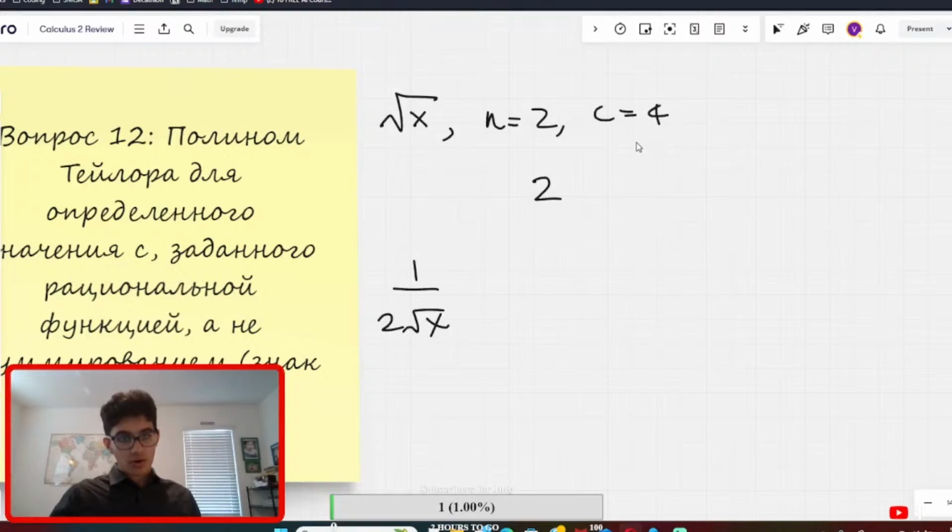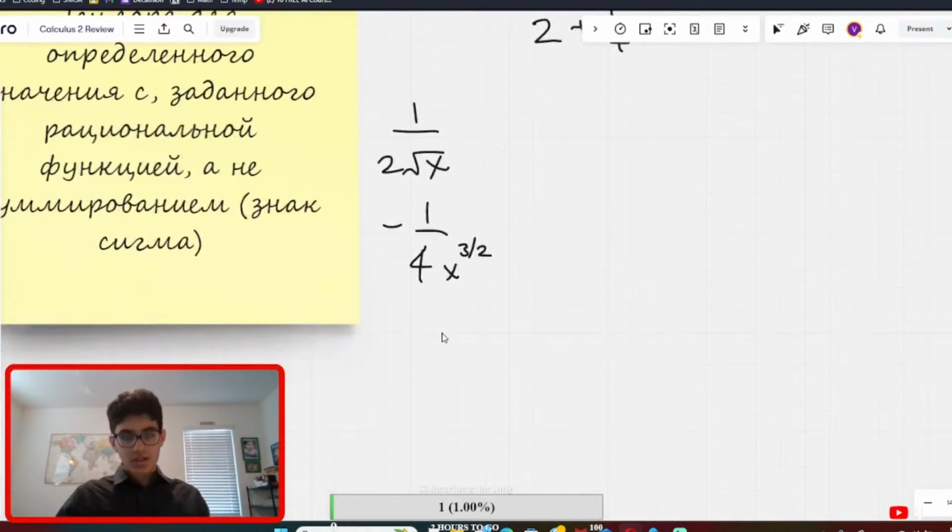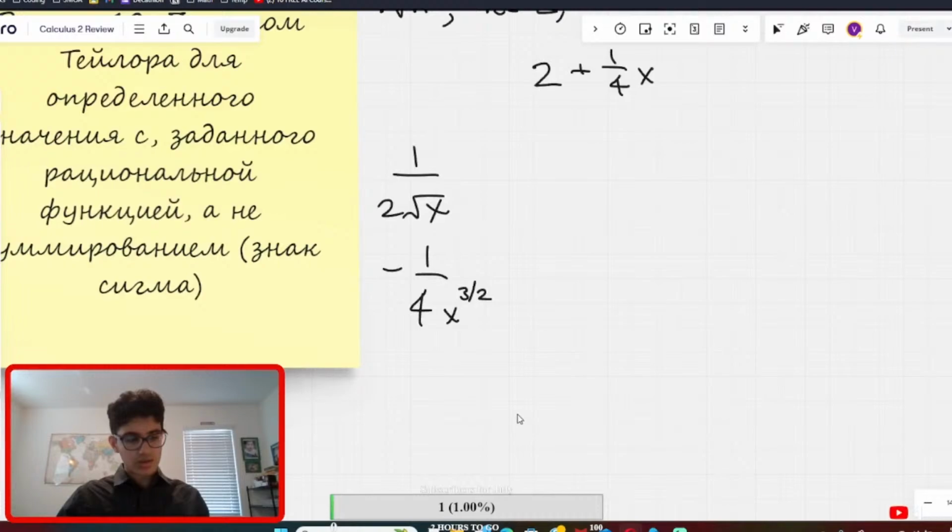When you plug in c over here, you get 1/4, right? So you get plus 1/4 x. Then the next derivative, since it's negative 1/2 now, it'll be negative 1/4 x to the 3/2. It's easier to write like this, I feel. Next one will be, if we just quickly do the math here, 3 over 8 x to the 5/2, etc.